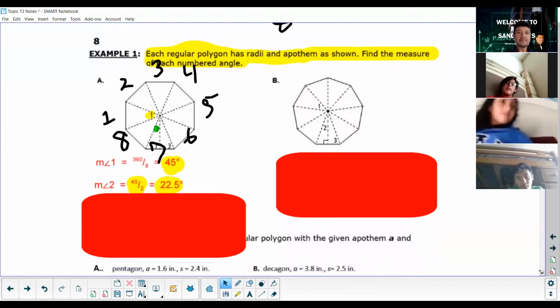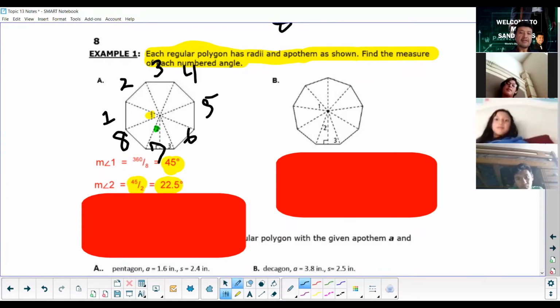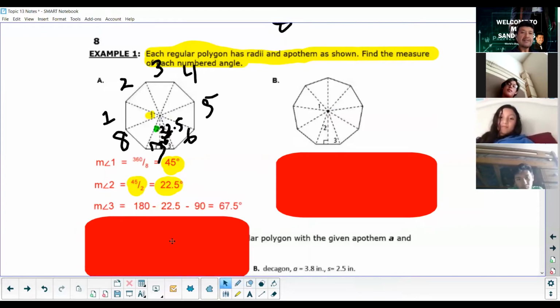Is it 45 also? It's going to be... Oh, no, wait. Because remember, 45 minus 90, it has to be something. I don't know. Oh, wait. Yeah. No, well, keep in mind, this over here, we found out that this was 22.5, right? This part. This is 90. So as a result, 180 minus 22.5 minus 90 gives you that angle 3 is a result of 67.5. It's going off the idea that all triangles equal 180 degrees.